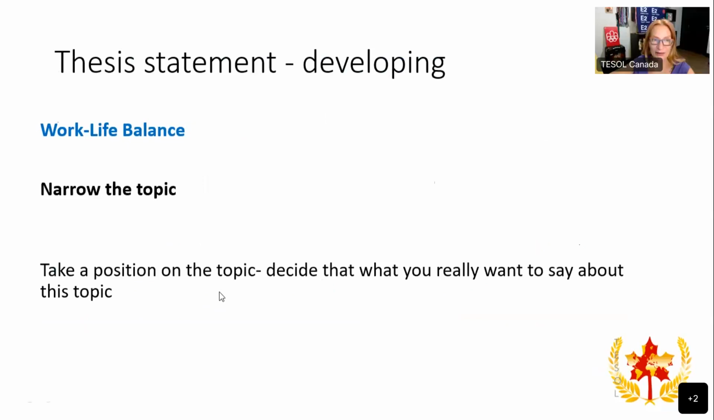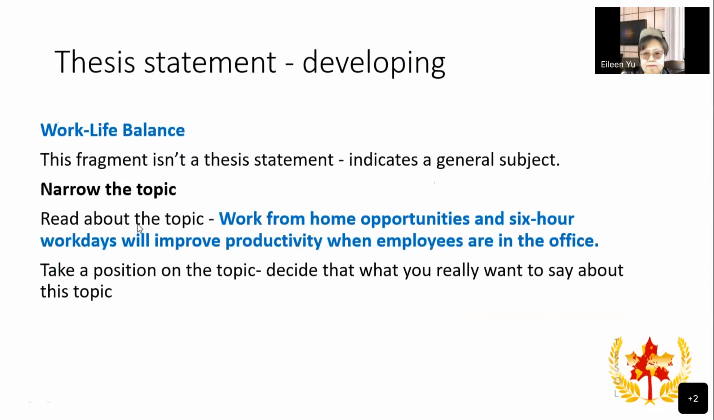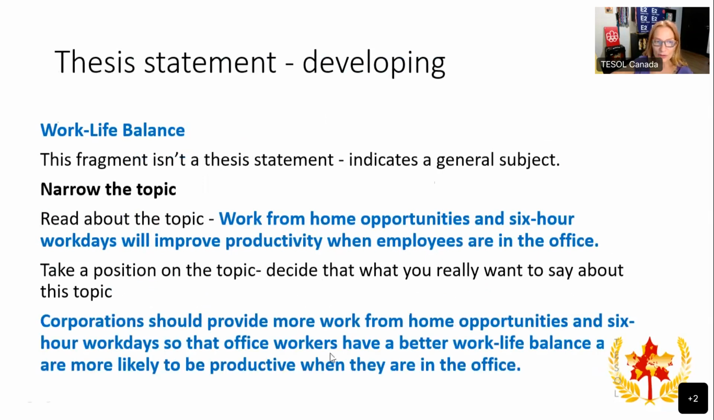Okay, guys. Now, look, this is one, because there are so many ways that this could be approached. Work from home opportunities and 6-hour work days will improve productivity when employees are in the office. So my analysis is that working from home and reducing the work hours to 6 hours will in fact improve productivity when employees are in the office. So my thesis statement would be something like: corporations should provide more work from home opportunities and 6-hour workdays so that office workers have a better work-life balance and are more likely to be productive when they are in the office.